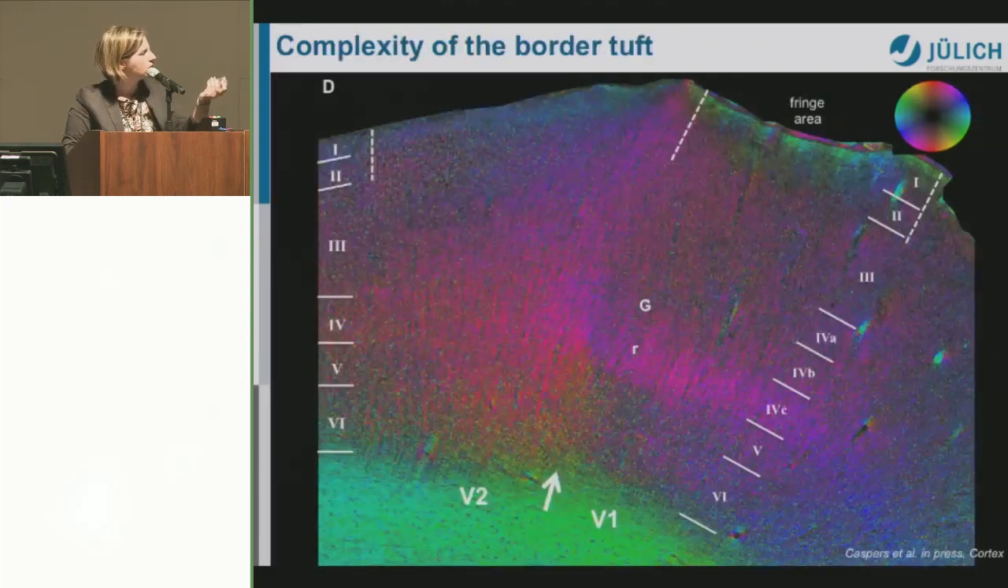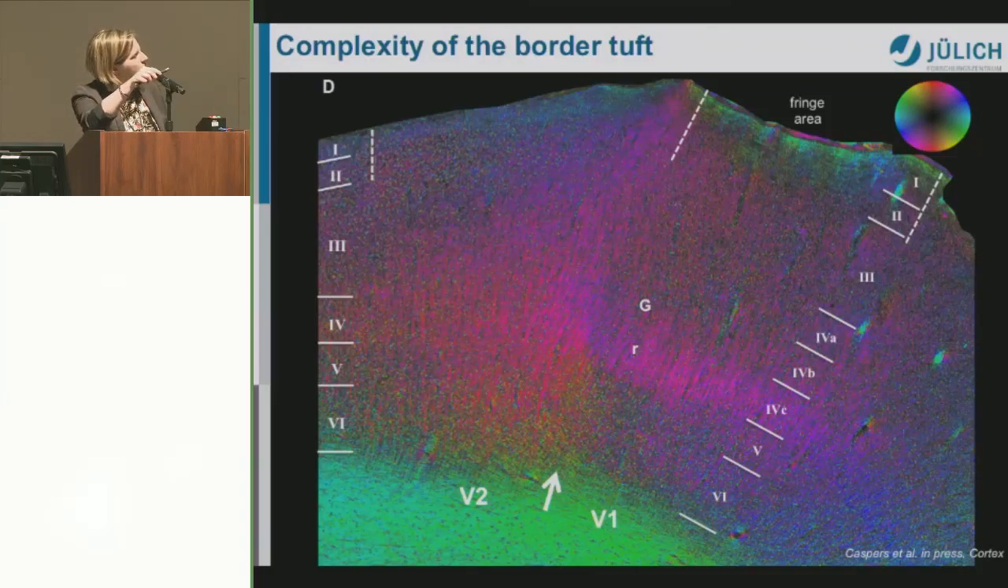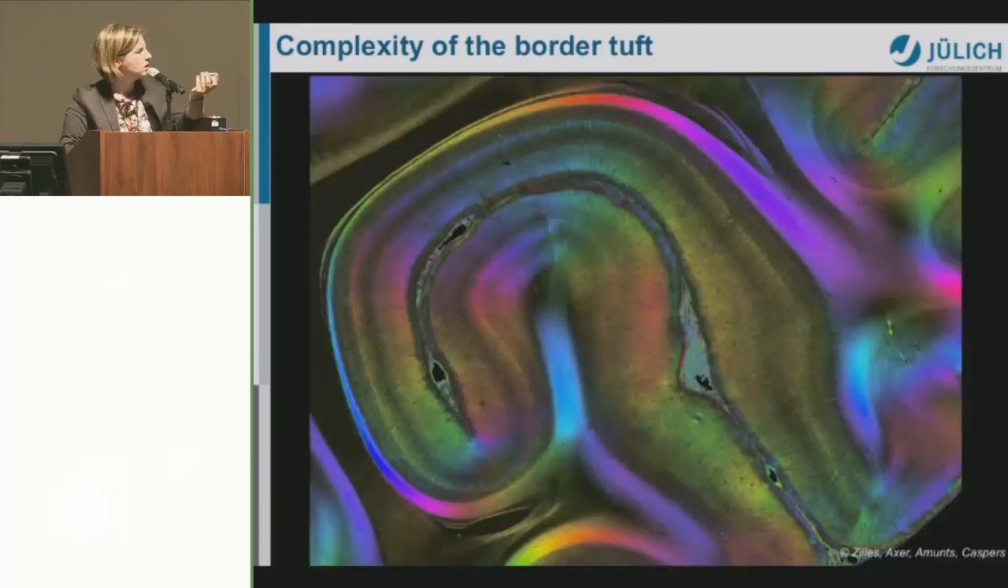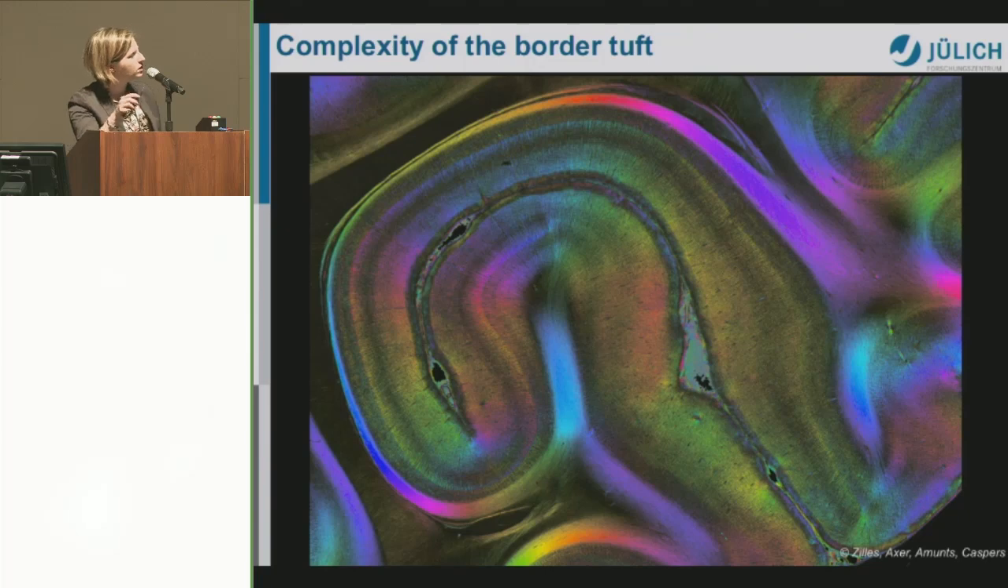And if we enlarge it a little bit further, we can even see more. You see here labeled the layers of the cortex. This border tuft is even more complex than we thought before: we have a part directly close to area V1, which has very long radial fibers running into the upper layers, while a second part is shorter and only connects to the deeper supragranular and particularly the infragranular layers.